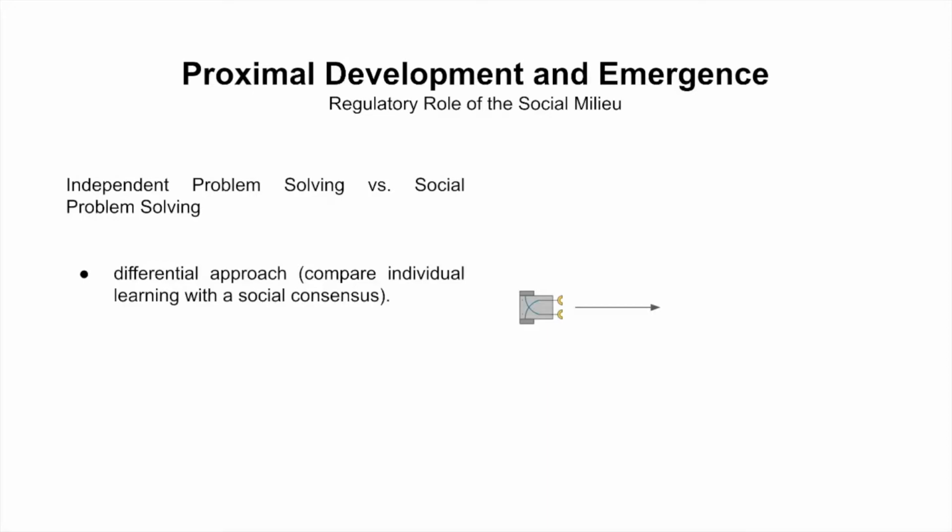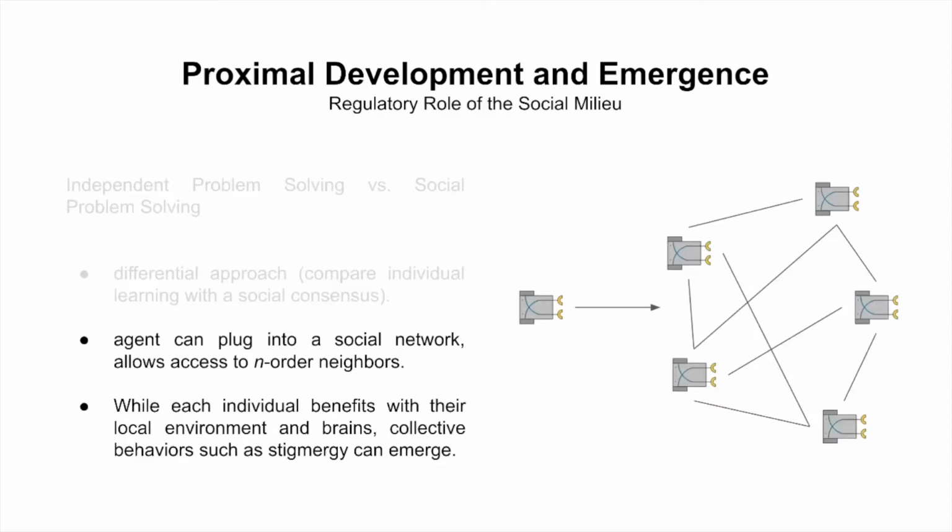Finally, we can draw from proximal development and emergence, which is sort of the regulatory role of the social milieu. We can look at two different ways of problem solving in agents. The first is independent problem solving, where they just simply take a differential approach between their brains and the environment. But agents can also plug into a social network, which allows them access to the differential capability of as many neighbors as they're connected to, while each individual benefits within their local environment and the brains that they possess. There are these collective behaviors such as stigmergy, which can emerge and can encode things in the environment.